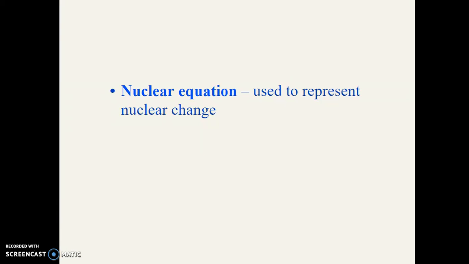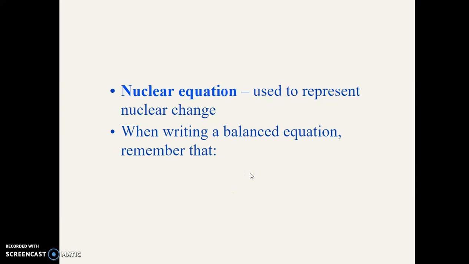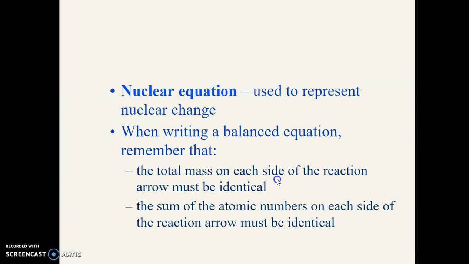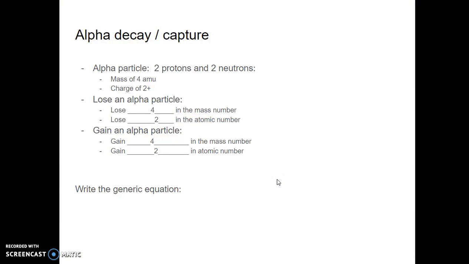A nuclear equation is what we were just looking at. That's used to represent a nuclear change, a transmutation reaction. And when you're writing a balanced equation, you have to remember that the total mass on the sides of the arrow must be the same. So we're not going to lose anything. We're just going to transfer something to something else.